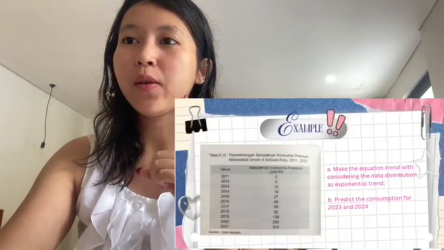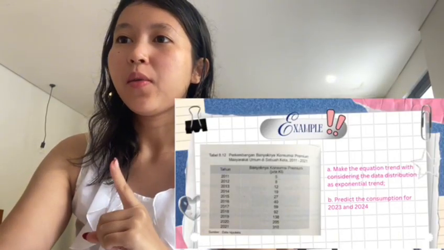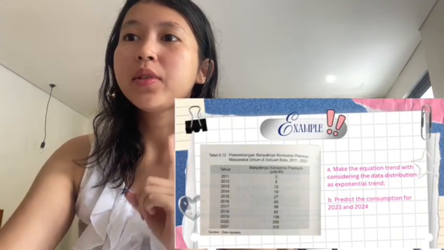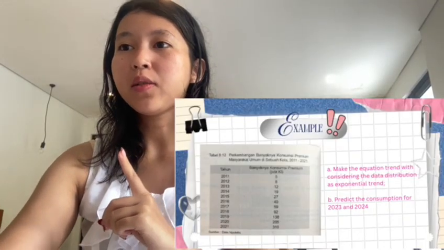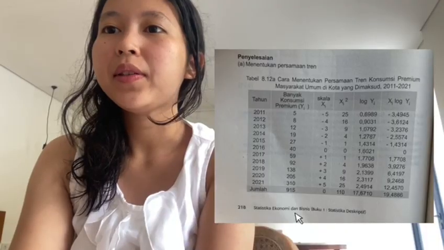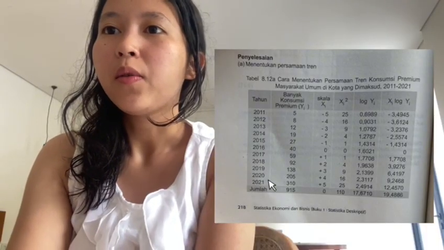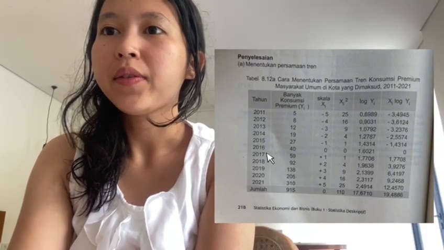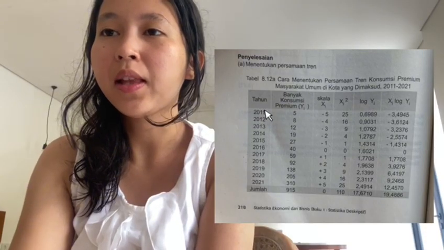The first question, on part A, asks us to make the trend equation, considering the data distribution as an exponential trend. And for part B, we need to predict the consumption for 2023 and 2024 from the data. So we have 11 years here: 1, 2, 3, 4, 5, 6, 7, 8, 9, 10, 11.